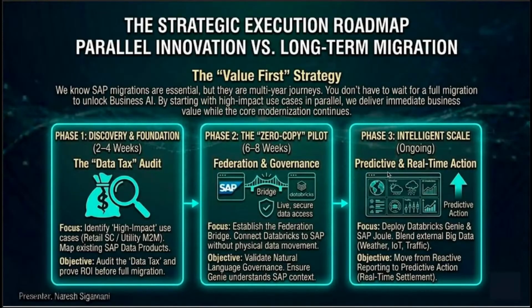Phase 2 is a zero copy pilot. In 6 to 8 weeks, we establish a bridge. We connect Databricks with your SAP environment without moving data. We prove that the AI can understand SAP context and speak the language of your finance team. Phase 3 is intelligence at scale. This is where you deploy the full power of Genie. We blend your core data with the outside world to move from reactive reporting to predictive action. This is how you outmaneuver the competition while they are still waiting for their migration to end.